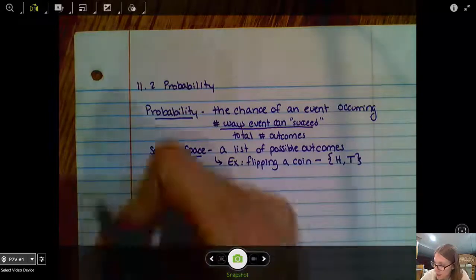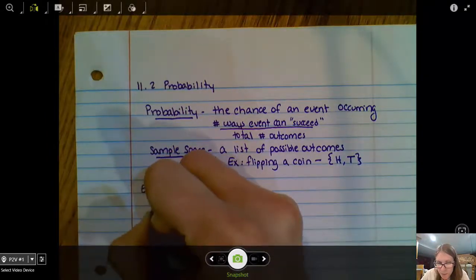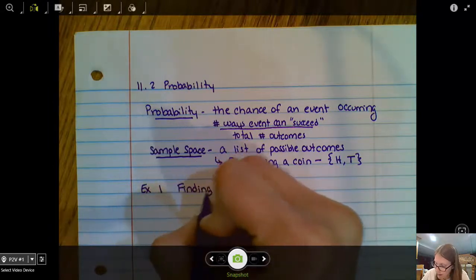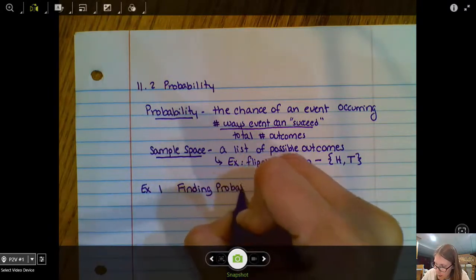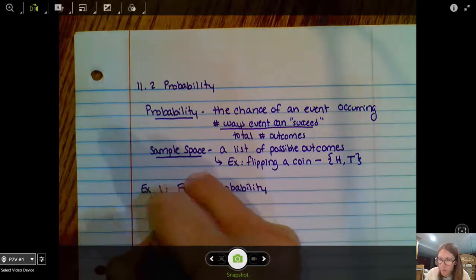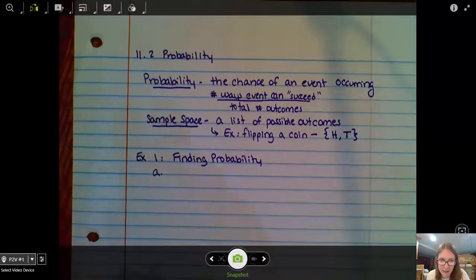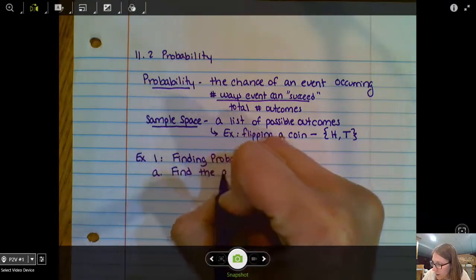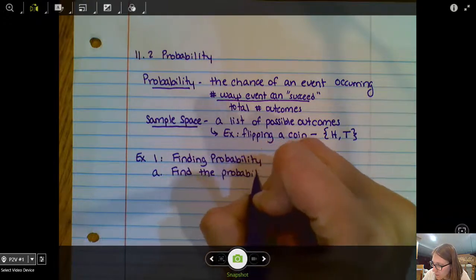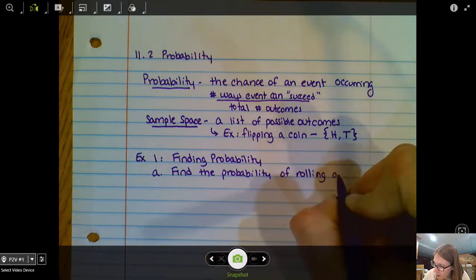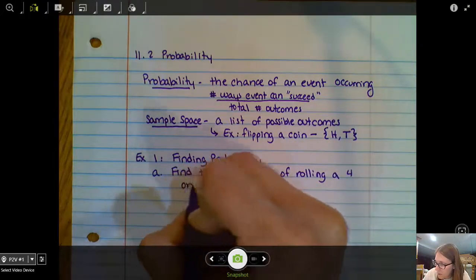All right, so that being said, let's go with example 1 here, and we are finding probability. So we'll start off pretty basic here. In example 1, part A, we want to find the probability of rolling a 4 on a die.